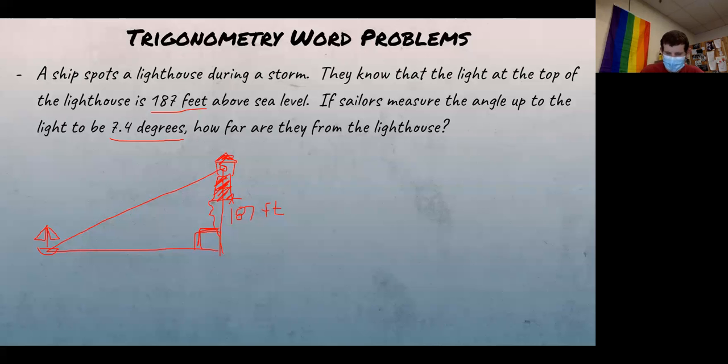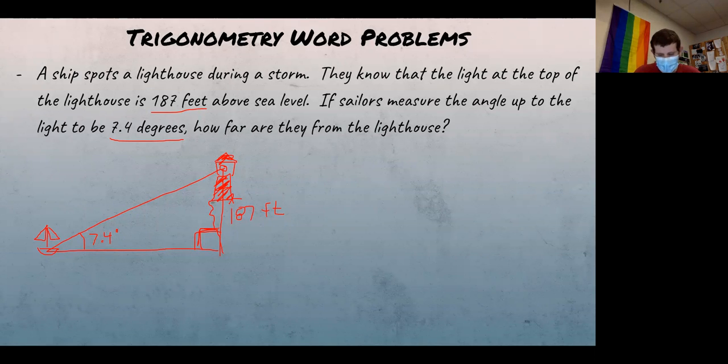So then it says, if sailors measure the angle up to the light to be 7.4 degrees, so where does that 7.4 degrees go? Go ahead. Go where the ship is at. There you go. It goes right here, down where the ship is at. Now, did I actually draw a 7.4 degree angle? No, I didn't, and I don't really care if I did. I just drew a random right triangle and I'm just going to plug the numbers in.